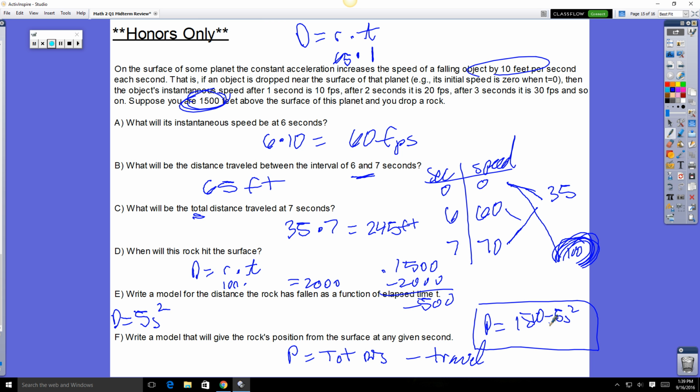Okay, so this will give you the position at any second. Type that in your calculator and graph it, and then look at the list. It's 1500 minus 5x squared. Type that in, look at the table, and you can see when it's going to hit 0, and it should hit 0 right in between. And this is good enough for D, just tell me between. Between should be 17 and 18 seconds.